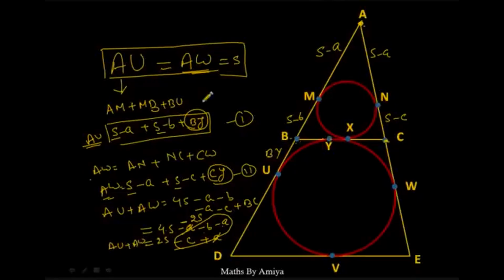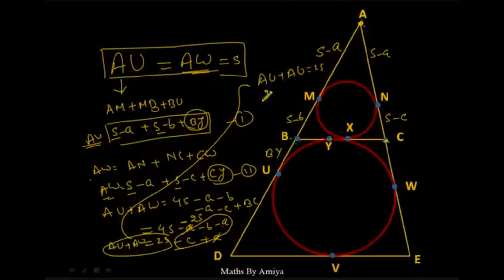Okay, and we know AU and AW are the same, so we can say AU plus AU, we can write AW as AU, is 2S, so 2AU is equal to 2S, so AU is equal to S. This is our next outcome. This can be a question in your examination.